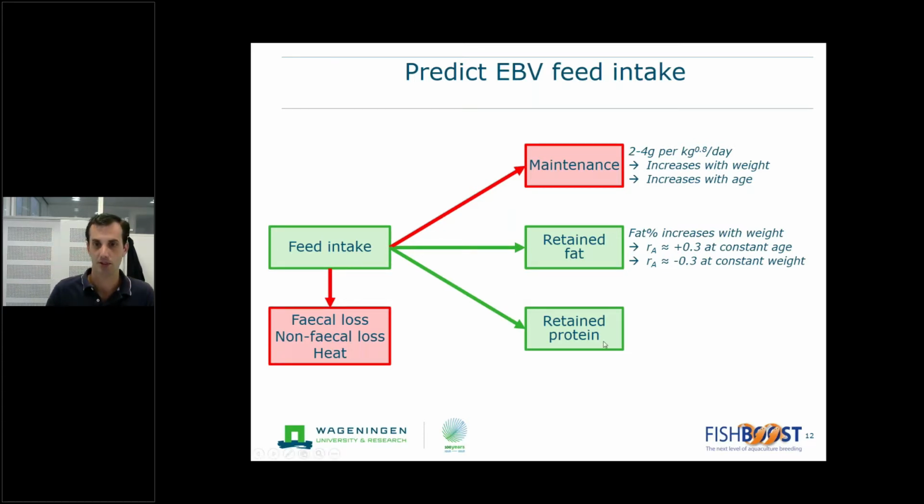And the third element is retained protein. And as Antti already mentioned, protein content is relatively constant with weight, and it's roughly 18% per kilogram, 80% of body weight. So that means that if we know how much body weight gain there is, we know how much protein has been retained, and we can explain part of the variation in feed intake from variation in body weight. And similarly, we can explain variation in feed intake from retained fat.